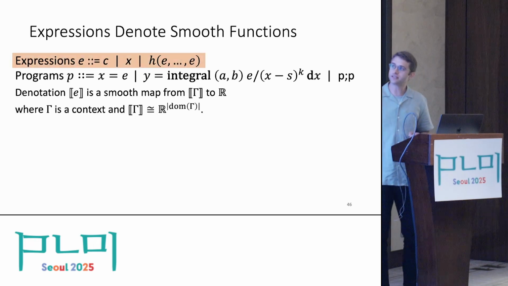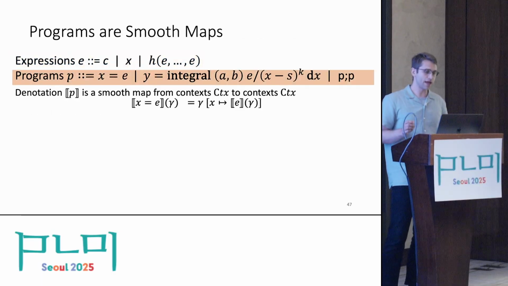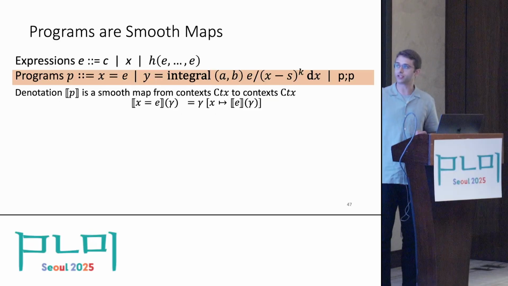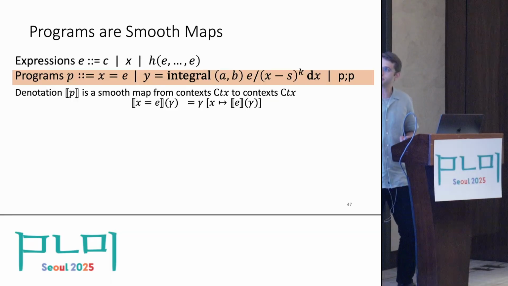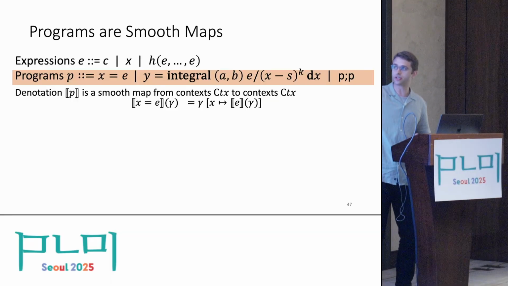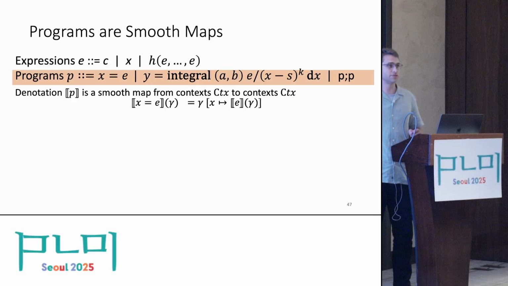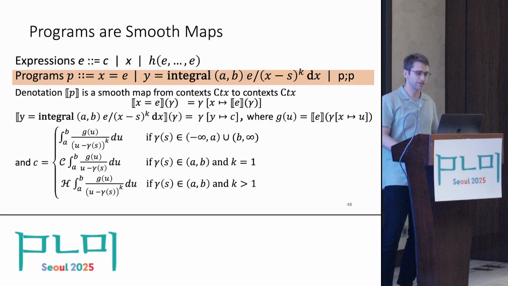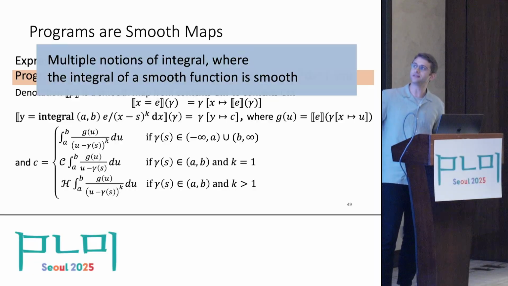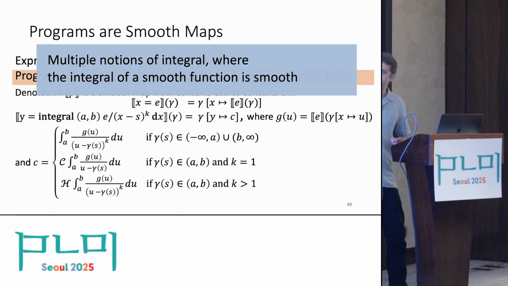So expressions denote smooth functions, and programs denote a smooth map from context to context. So the denotation of this assignment statement just updates x with the denotation of e. And for integration, the key takeaways are that you have multiple notions of integration. So you can denote a regular integral, a Cauchy principal value integral, or a Hadamard finite part integral.